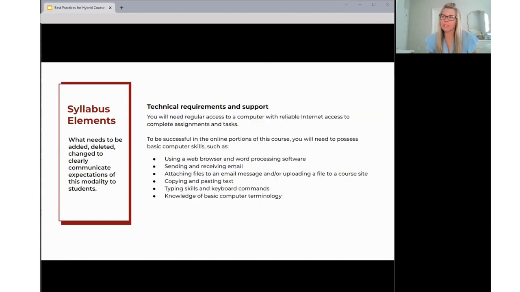Another section you might consider is technical requirements and support. And just letting students know you will need regular access to a computer with reliable internet connection to complete things. And then if there are specific skills, this is just a sampling of things that you might consider, like, are they able to use word processing software? Can they send and receive emails? I don't think many of our students would have trouble with a lot of these things. So this may be too specific. You might be more general of just, you need to have a reliable internet connection and access to a computer outside of class, which I think a majority of our students probably do.